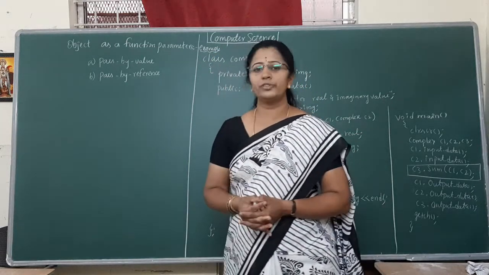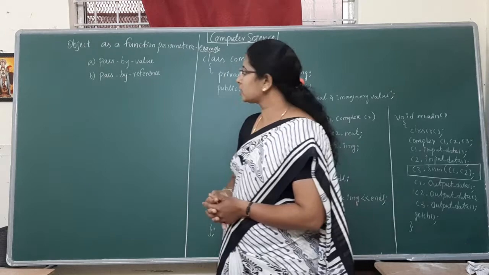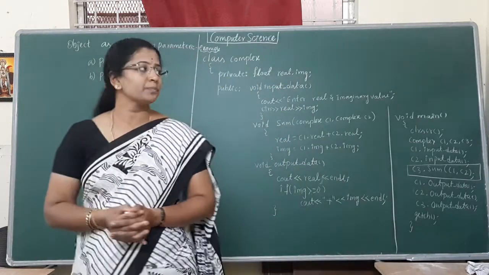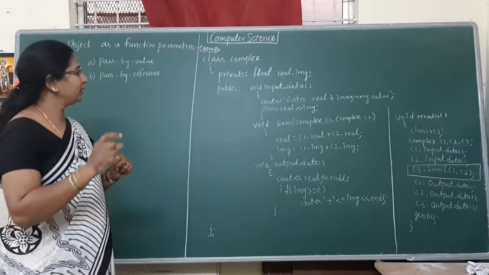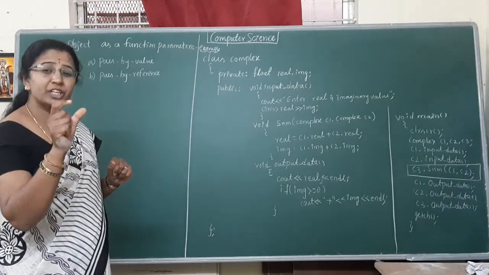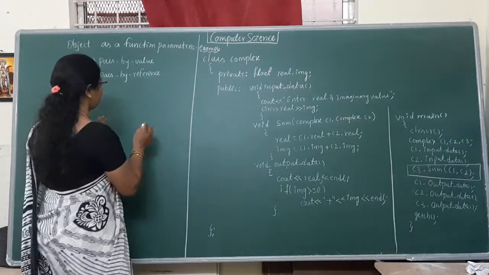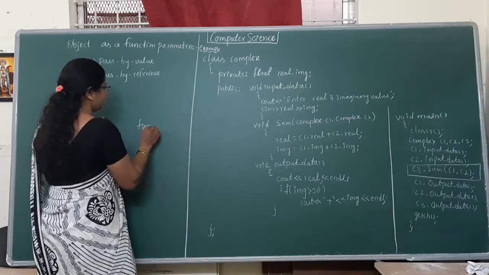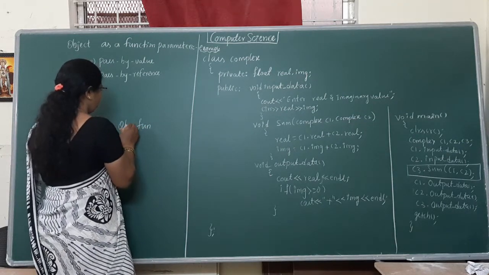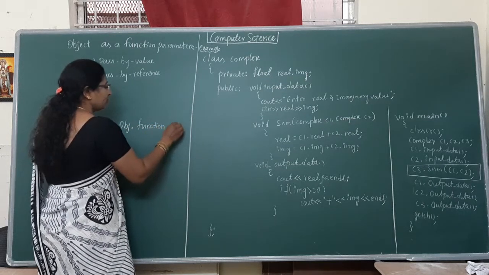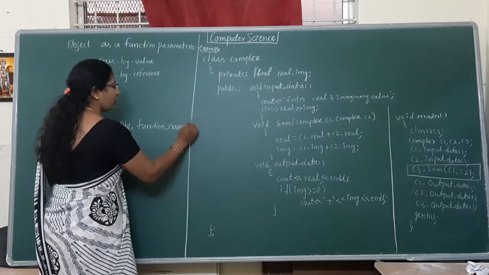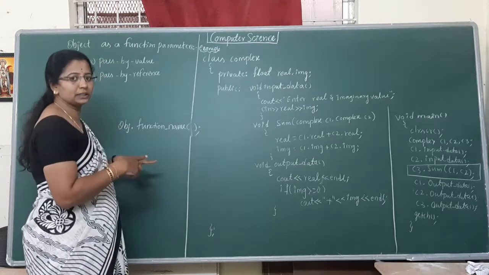In classes and objects, we are using an object as a function parameter in the classes. That means we are taking an object as a function parameter. If any function is there, when we are invoking object dot that function name, if you have any argument, we just invoke it like this.